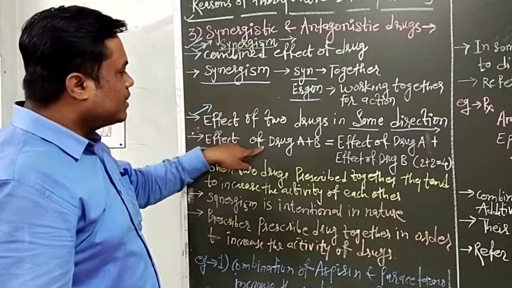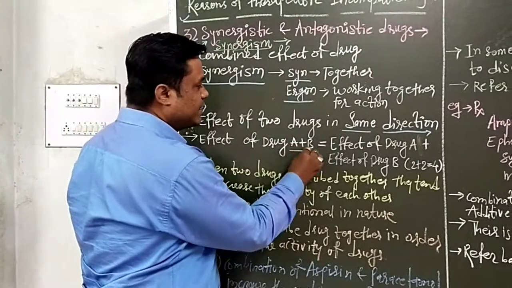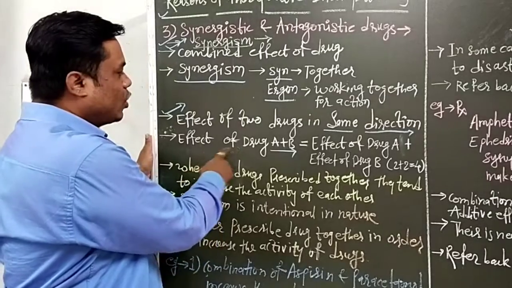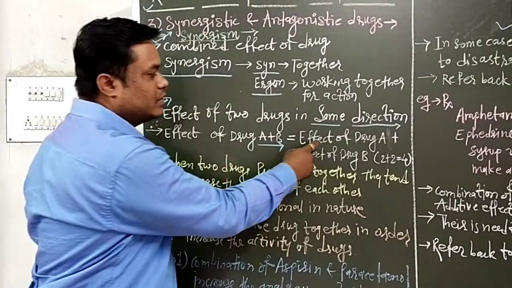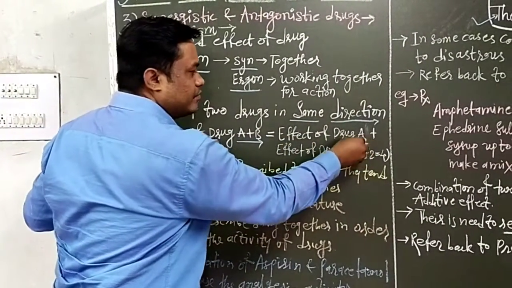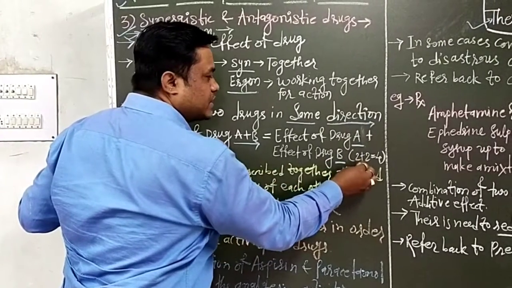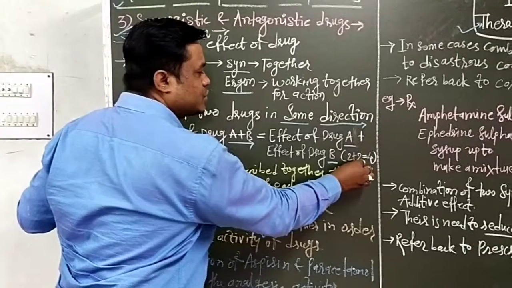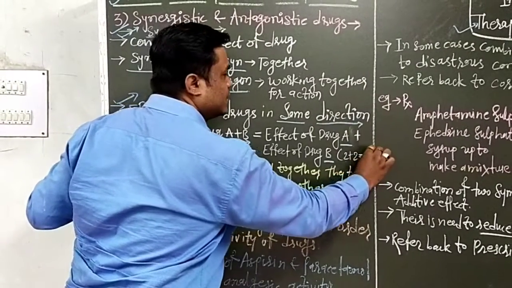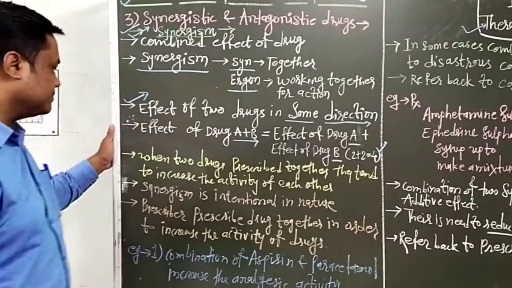Therefore, the effect of drug A plus B is simply understood by the equation: effect of drug A plus B equals effect of drug A plus effect of drug B. For example, 2 plus 2 equals 4. That is synergism.